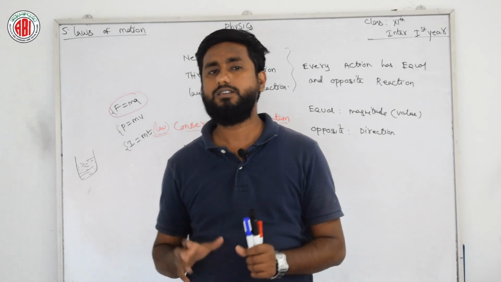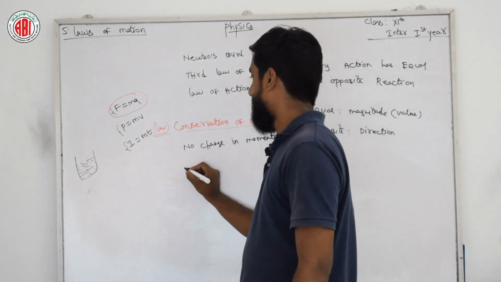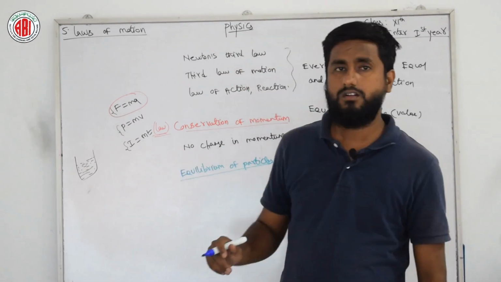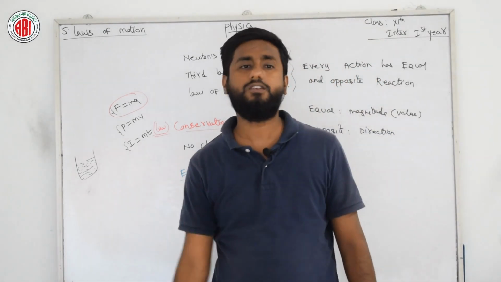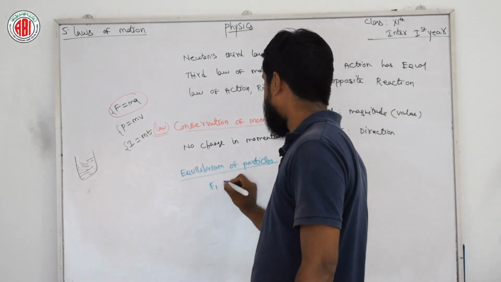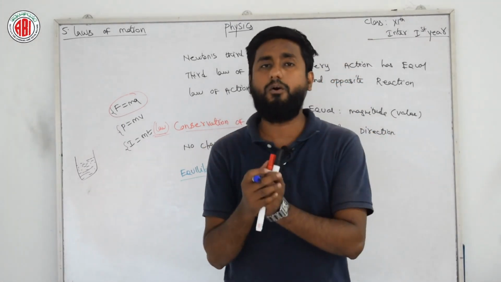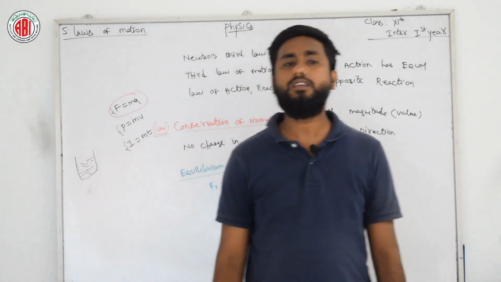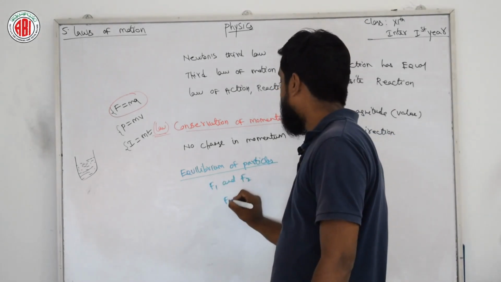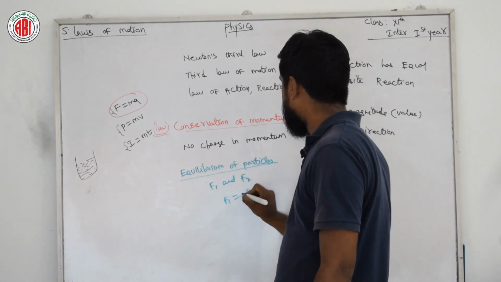If there are multiple forces with us, first of all I'll write what I want to explain, which is equilibrium of particle. Suppose two forces, F1 and F2, act on a system or a body. Then the body will be in equilibrium if F1 is equal to minus F2. This is the equilibrium of particle.